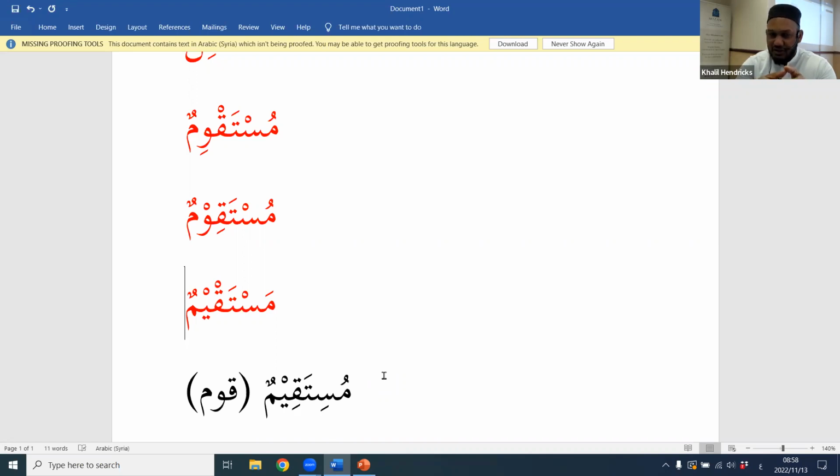Okay. So mustaqim is a sifa for what? Ihdina sirat al-mustaqim. The sifa of sirat. So Allah is describing the sirat as that which seeks to make people upright.